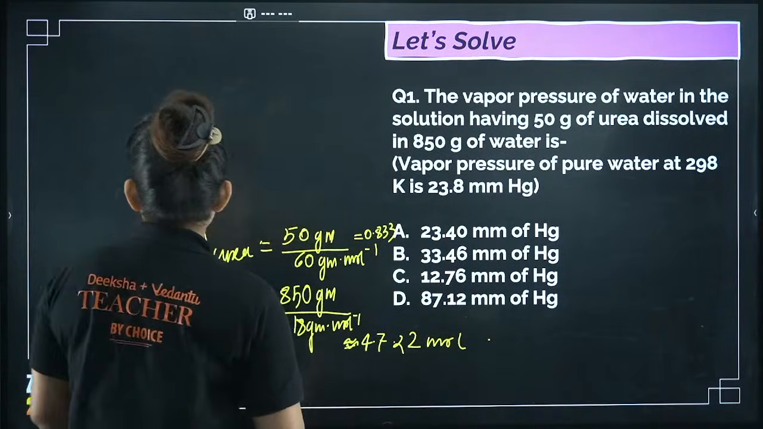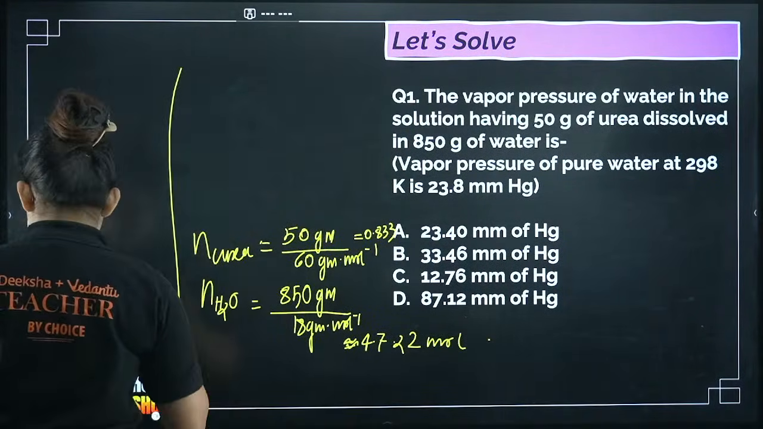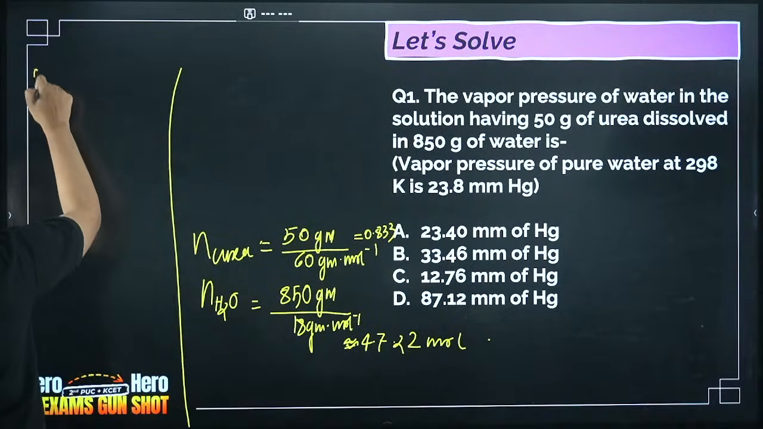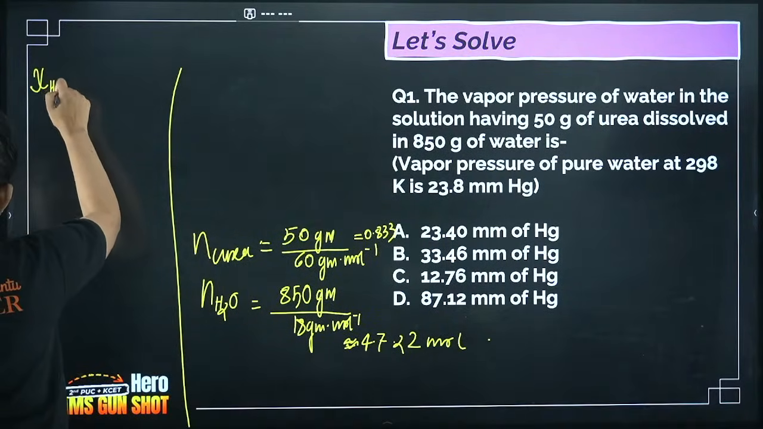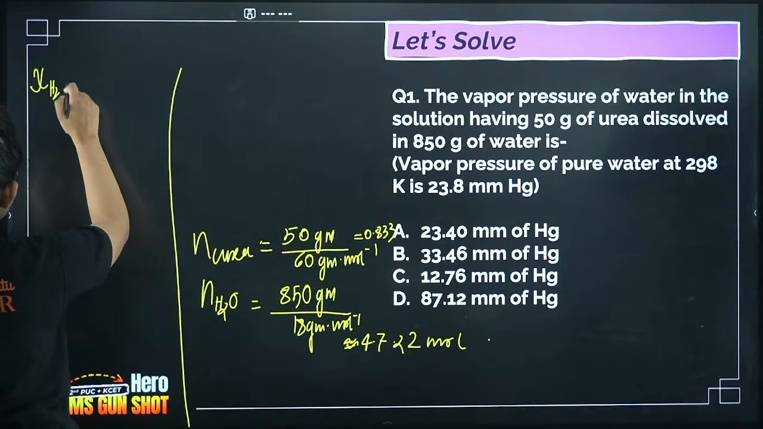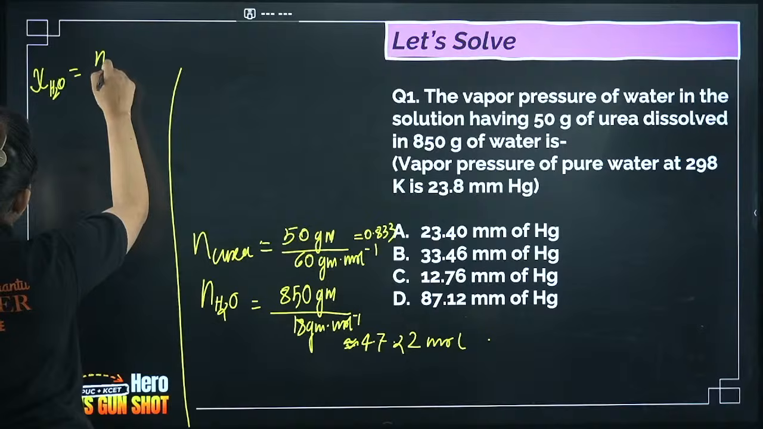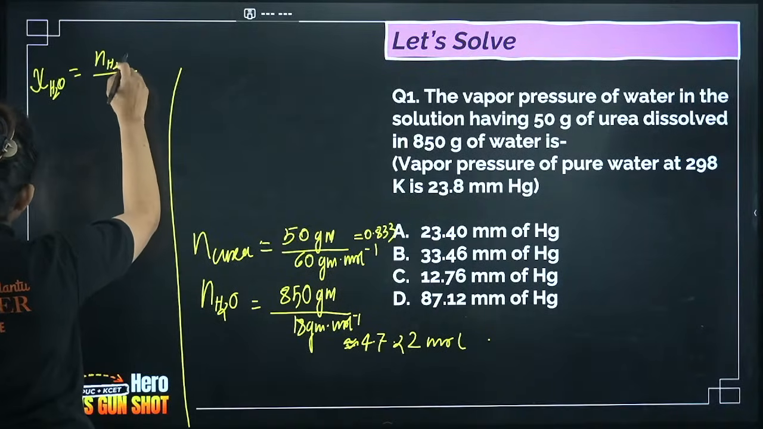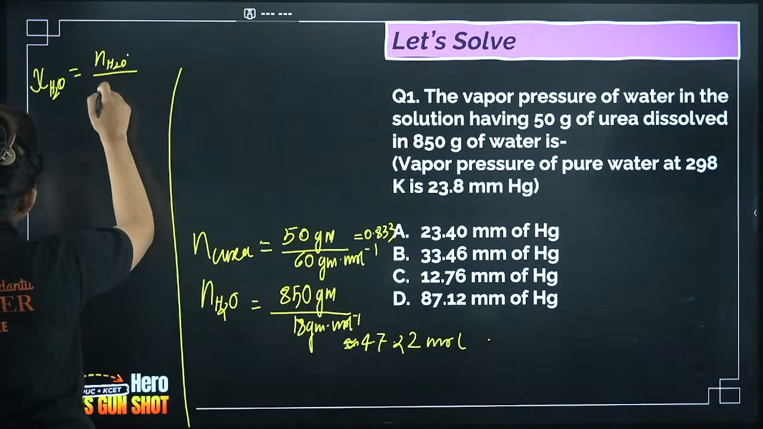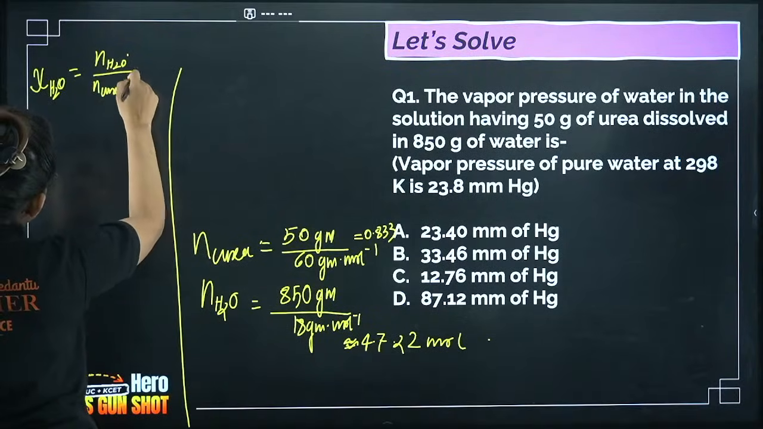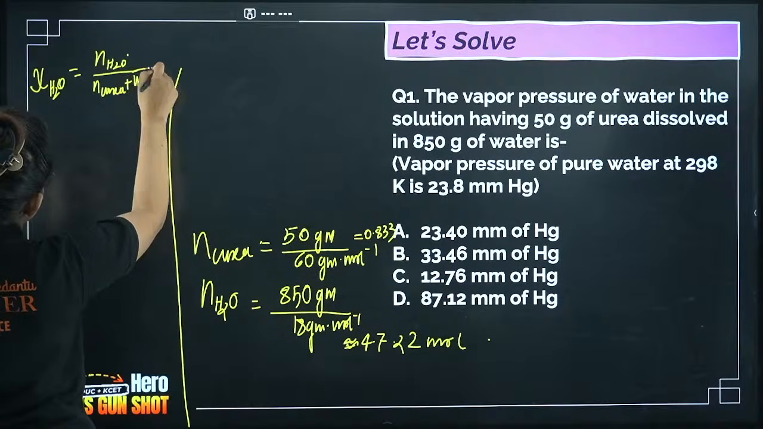Okay, now what you can do is you can find out the mole fraction of water. Mole fraction of water, how you should find it out? That is number of moles of water divided by total number of moles, means number of moles of urea plus number of moles of H2O.